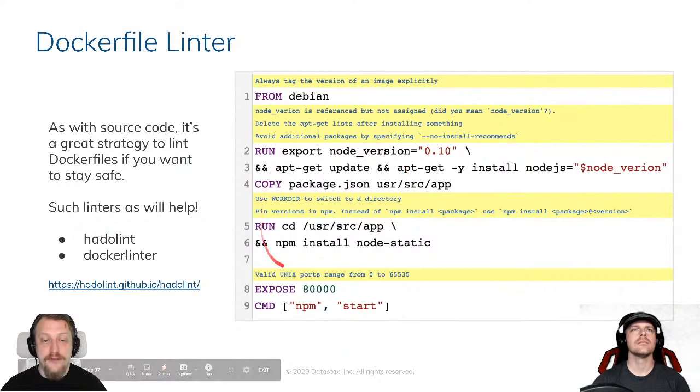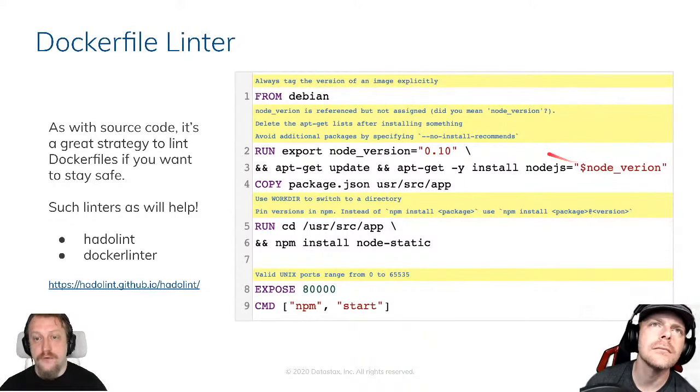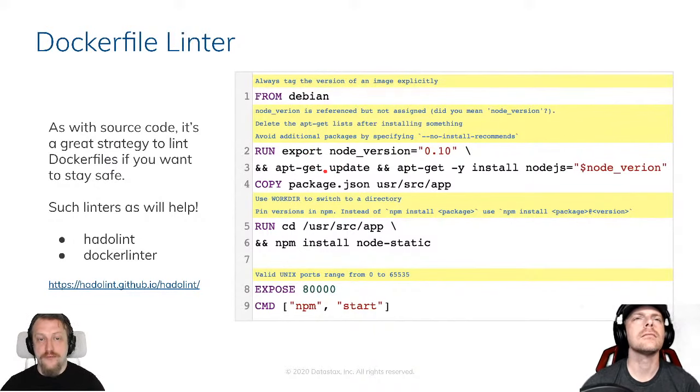Let's take a look at the example on the right. So there is a Dockerfile. You see lines specified in white: FROM debian, RUN, COPY, RUN, EXPOSE, CMD. And in yellow, you have the notices and warnings from the linter. For example, for FROM debian: hey, always tag the version of an image explicitly. Then, delete the apt-get lists after installing something. What does that mean? We have apt-get update, apt-get install, but we don't have rm or apt-get purge and so on, so we aren't cleaning. Our image will be too big.